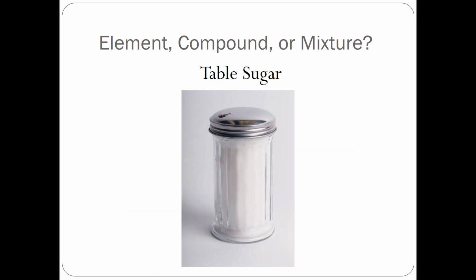Table sugar. This is a compound. What's in that? It is 12 carbon, 22 hydrogen, and 11 oxygen. It's a very big compound.